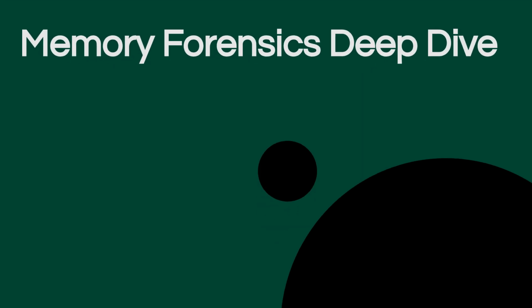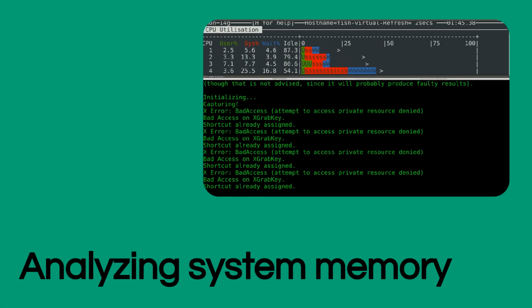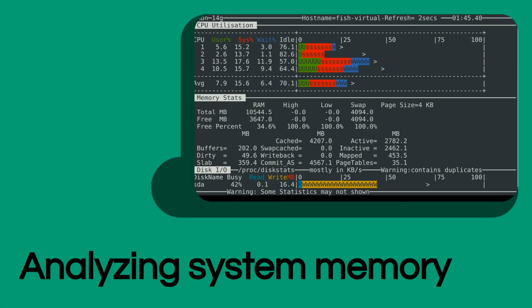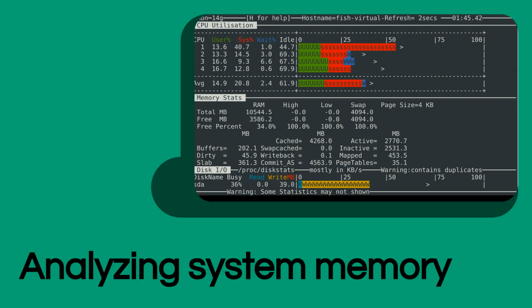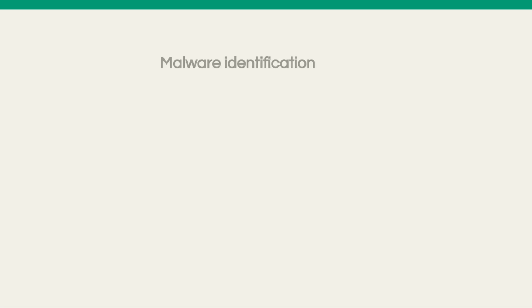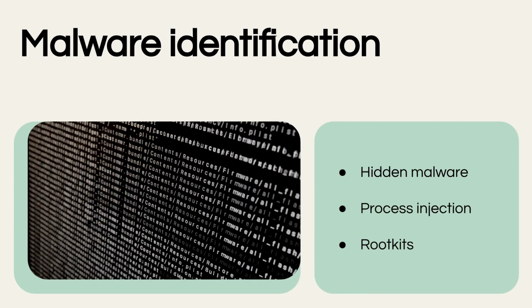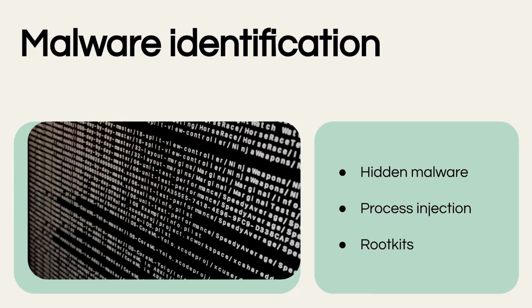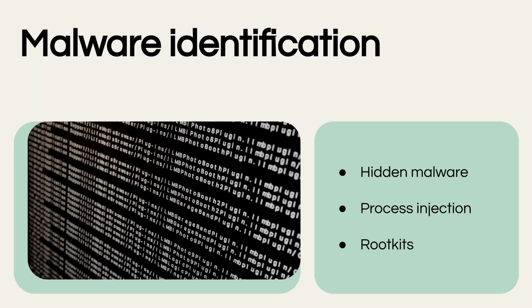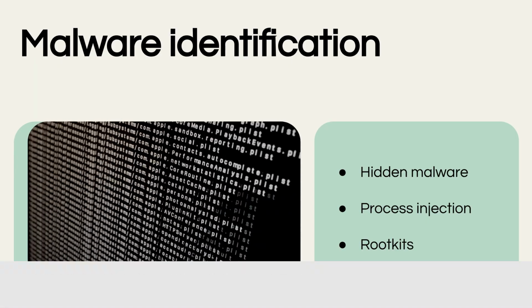Let's zoom in on one of the most powerful and complex areas of digital investigation, memory forensics. Capturing and analyzing system memory, or RAM, is critical. Memory holds a goldmine of evidence, from running processes and network connections to decrypted data and command history. Memory analysis is often the only way to detect fileless malware or malicious code hidden using process injection techniques, offering deep visibility into attacker methods.